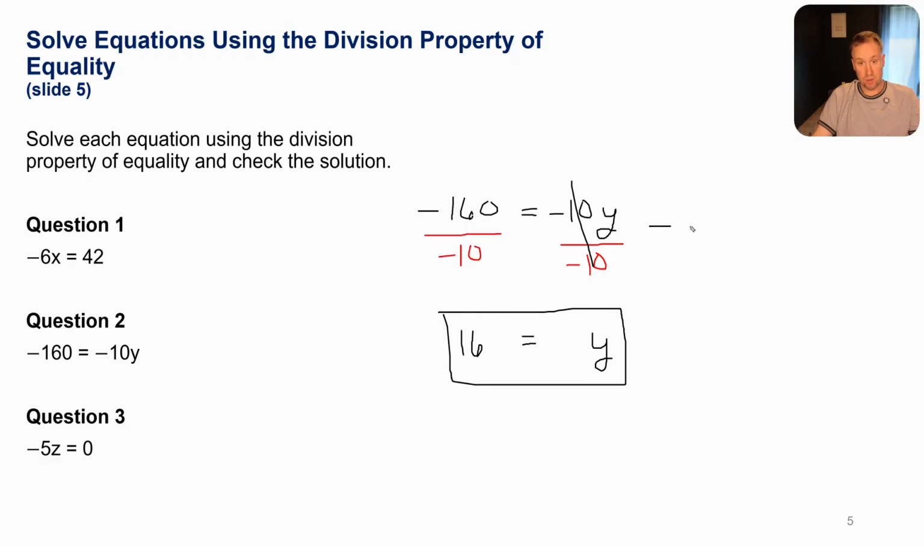Now, checking my work, I would input the positive 16 into the y variable now. And we have a negative 10 by a positive 16. So 10 times 16 is 160. A negative by a positive is a negative. So we can check off our work that says, okay, negative 160 and negative 160 is in fact equal to each other.